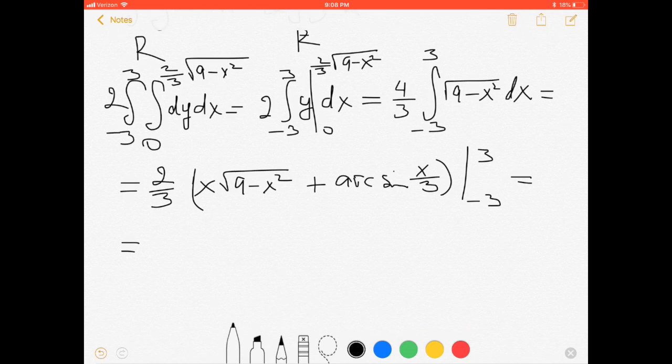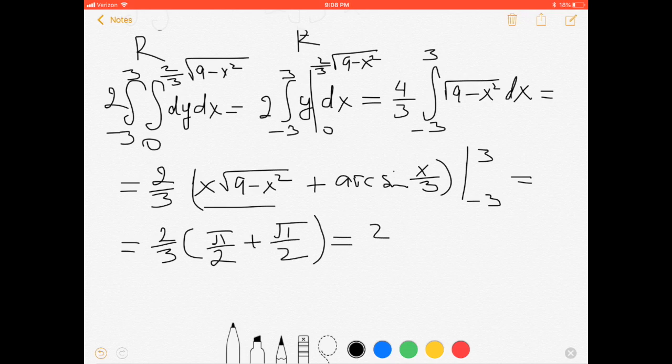Okay, what do we have now? If you plug in 3 and negative 3 for the first term, in both situations you have 0. Plug in 3: arcsine 1 will be pi over 2. This means 2/3 times pi over 2. Arcsine of negative 1 will be negative pi over 2. This means you subtract negative, it will be plus pi over 2. And finally we have 2/3 pi.